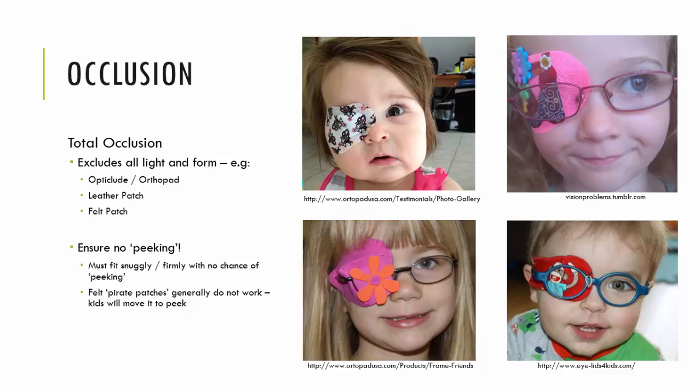And here we see some examples of patients who are having total occlusion. And so here we have a stick-on eye patch, an ortho pad. Here we have another stick-on patch where the child's put some pictures on there. And here we have some felt occluders which are put on the pair of glasses. But in all instances, there is total occlusion, and even with these felt ones, you can see that there is covering above and to the side to prevent any peeking and to prevent any form perception. And again, here as well, you can see that we have total covering of the eye in order to prevent peeking.